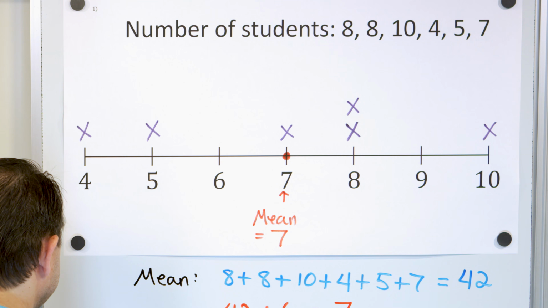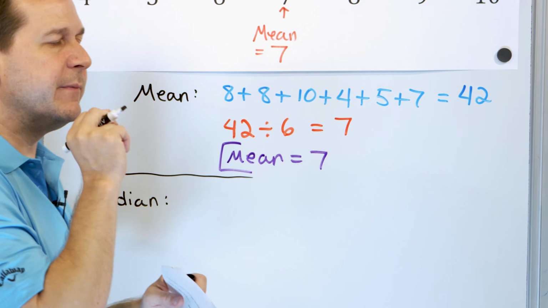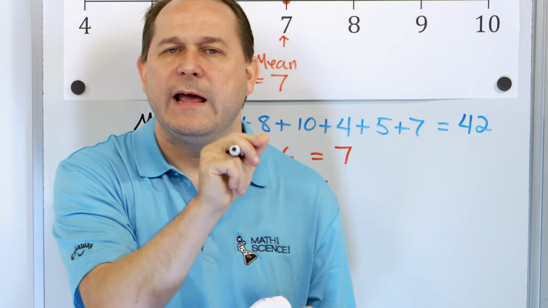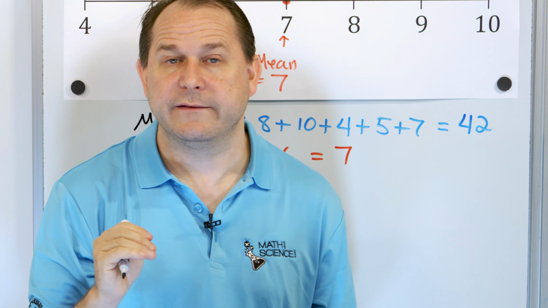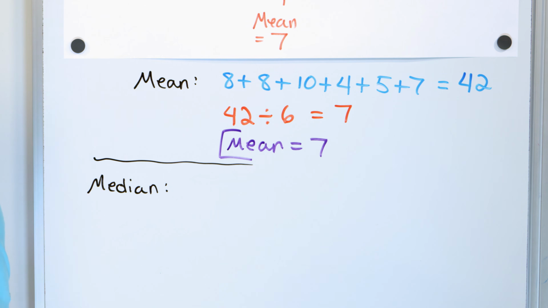So the median. Remember, how do we find the median? We arrange the data from the smallest to the largest, least to greatest, and we pick the middle data point that we have in our data there. So let's go ahead and arrange everything from least to greatest.